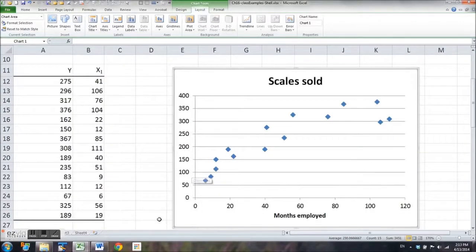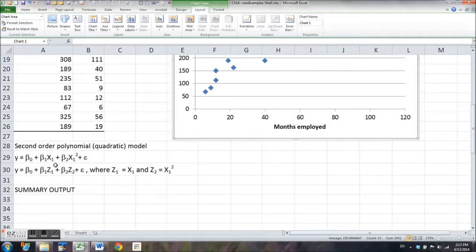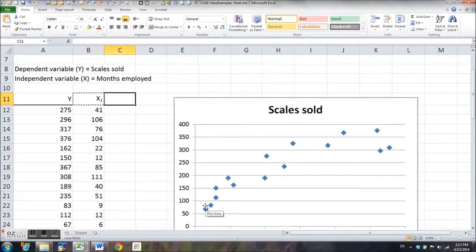Now if you look at the plot, you see that there is a kind of a curved pattern to the data. It's not like a straight line. A curved line describes the pattern better than a straight line. So we have a second order polynomial model, in other words quadratic, where z sub 1 is just x sub 1, z sub 2 is x sub 1 squared. So we set up another column, and this one is x sub 1 squared.